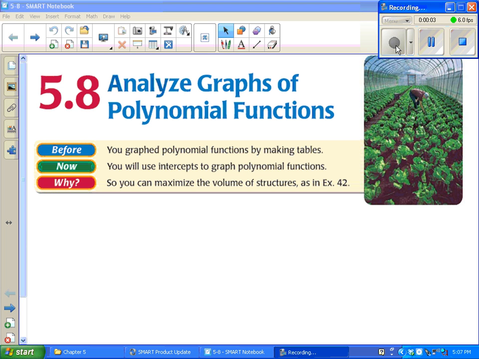5.8, we're going to analyze graphs of polynomial functions using intercepts and other things. Should warn you, two of the examples in this lesson out of the three will require a graphing calculator.